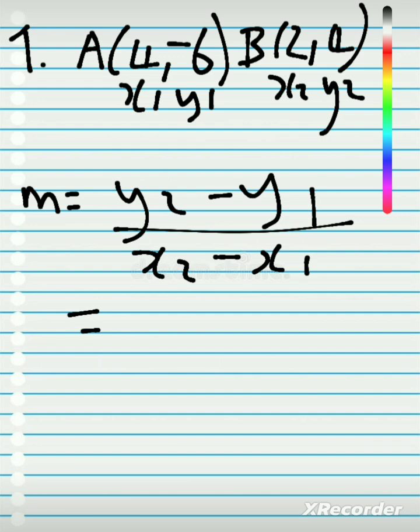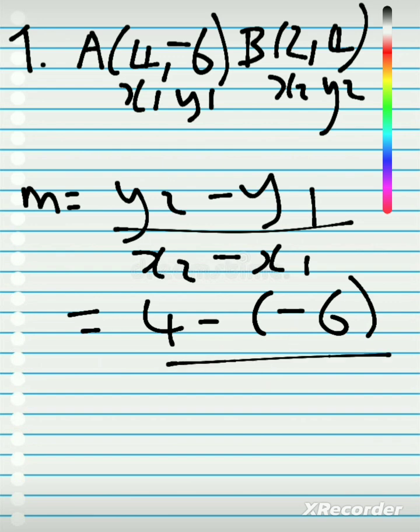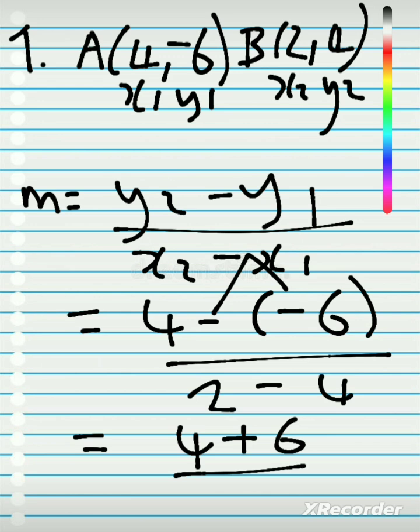Okay, so our y2 is 4 minus y1 which is negative 6, so you have to put it in brackets. You can't write two signs without brackets. Then x2 is 2 minus x1 which is 4. So 4, negative times negative is plus 6, and 2 minus 4 is negative 2. So 4 plus 6 is 10, divided by negative 2 is negative 5. So this is the gradient. We go to question 2.